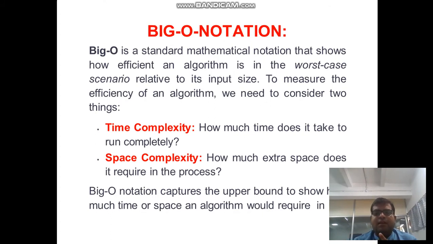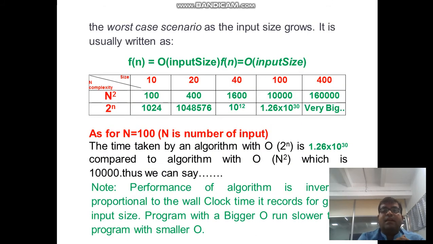Big O notation captures the upper bound to show how much time or space an algorithm would require, the worst case scenario. And we can represent the big O notation like f of n, where n is the input size. So one example is given.